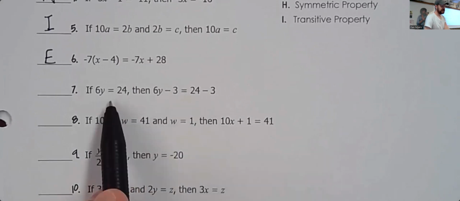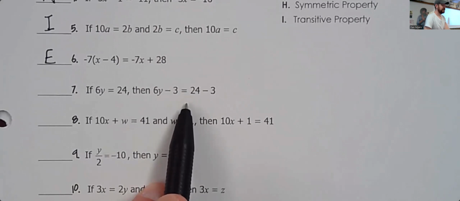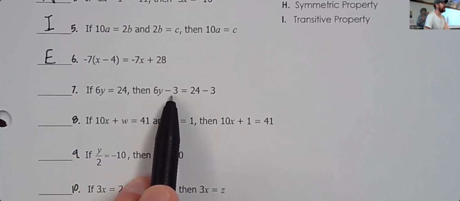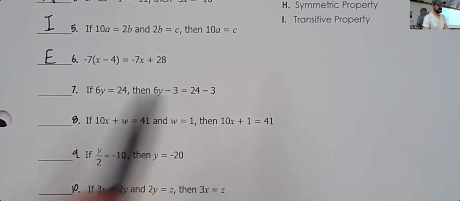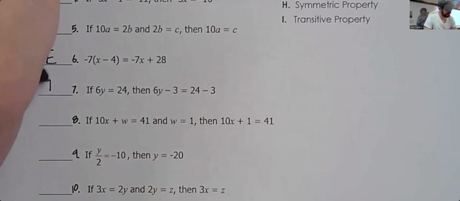How are these two different? What's after the 6Y? Subtraction. So which one is it? Subtraction. Yeah, it's B. All right.